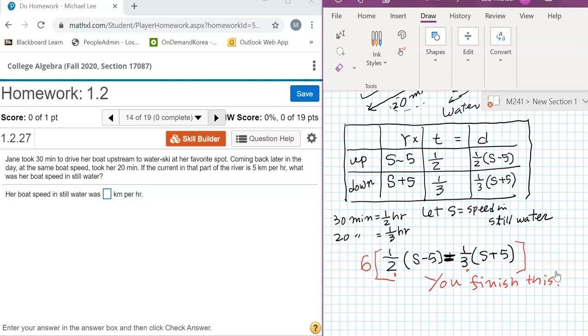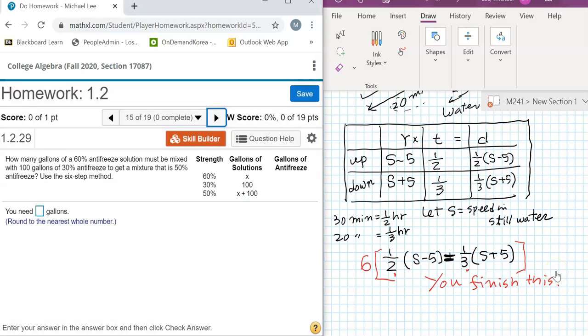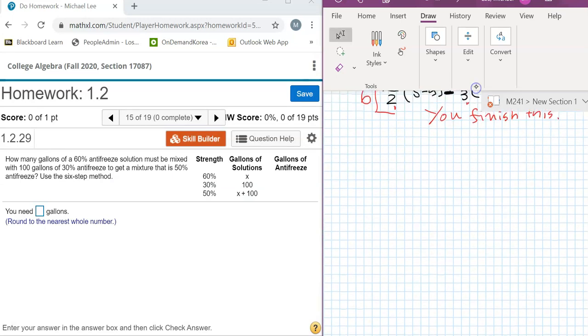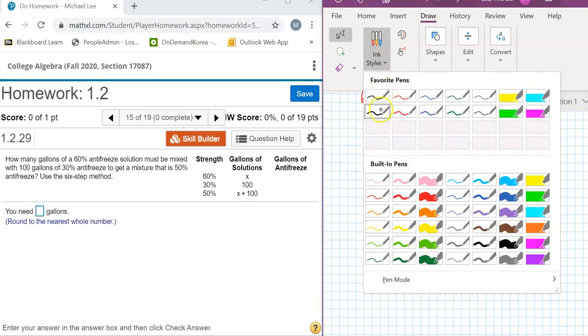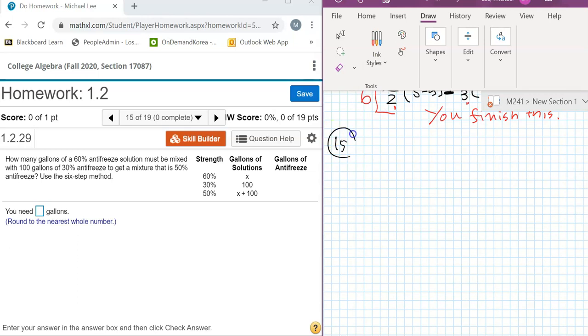Okay, so let's go to 15. So 15 says, how many gallons of 60% antifreeze solution must be mixed with 100 gallons of 30% antifreeze to get a mixture of 50%? So the idea is this.